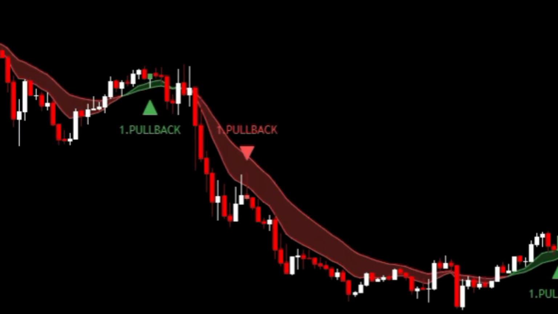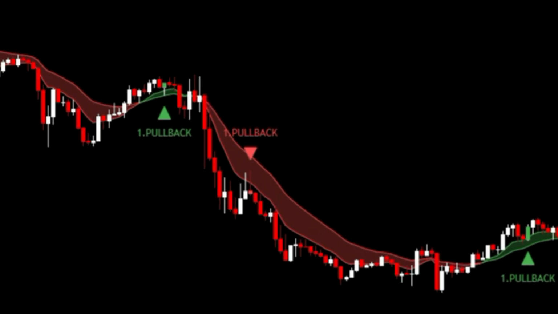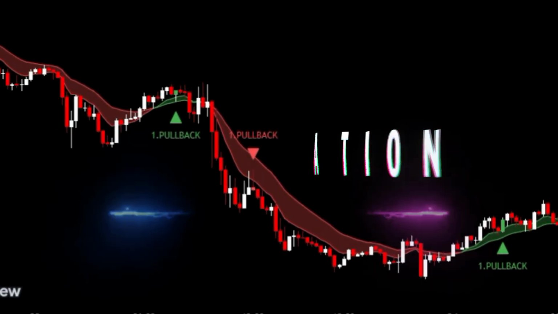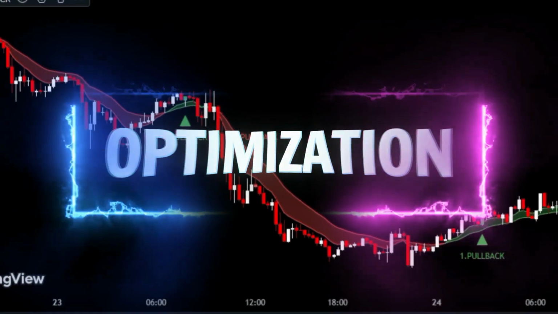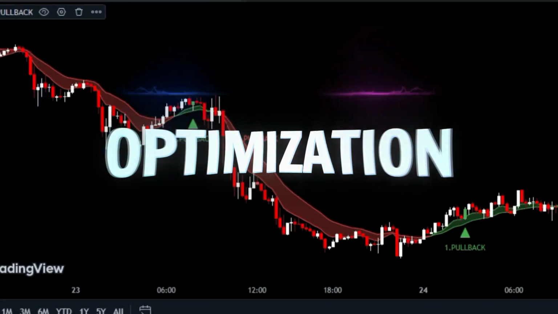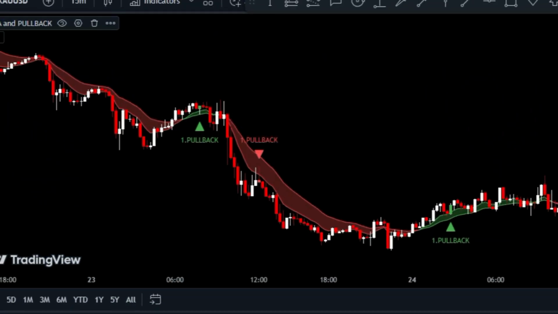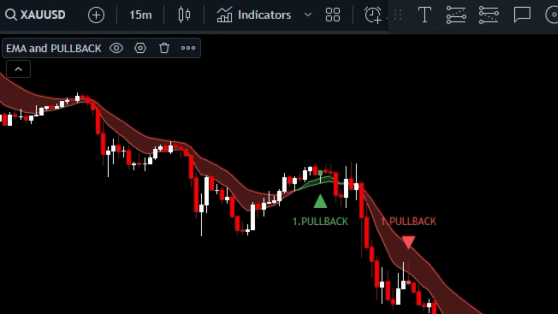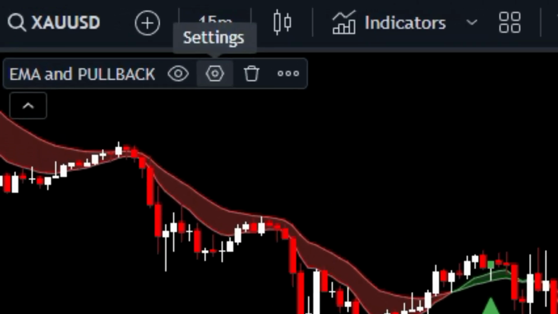Now that we've added the EMA and pullback indicator, we need to fine-tune the default settings to make the most of our strategy. Don't worry, it's a piece of cake. Just follow along and you'll be all set. Click the indicator settings and let's adjust the numbers to match your scalping game plan.